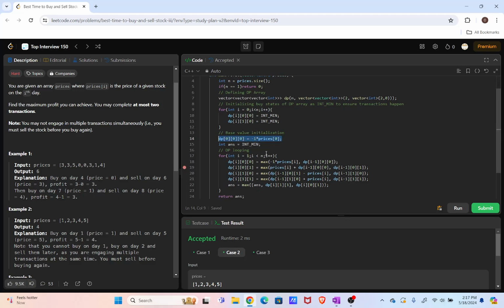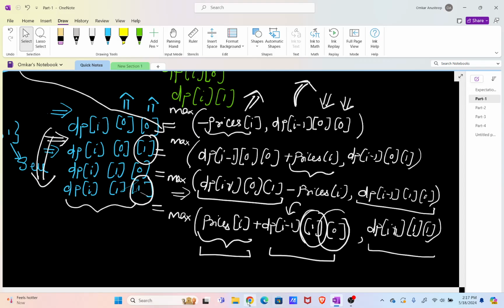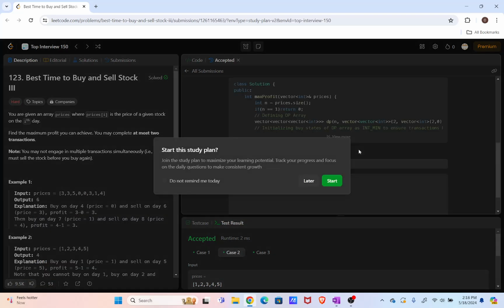And then I just do the DP looping. If you pay attention, this is exactly what I discussed in the notebook. These are the states. This is exactly what I am doing here. Define the 0, 0 state, define the 0, 1 state, define 1, 0, define 1, 1, and keep taking the max of the states which have ones at the end. That is, they are sell states. Intuitively, obviously, they have to be most optimal. And that's it for the solution. If I submit it, it will get submitted and we are through.